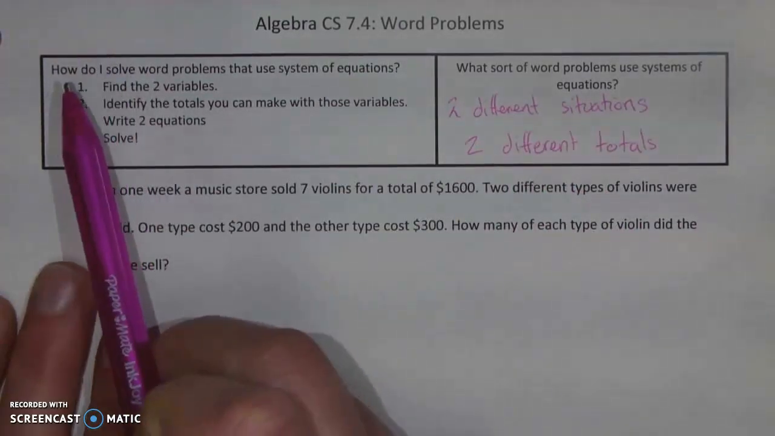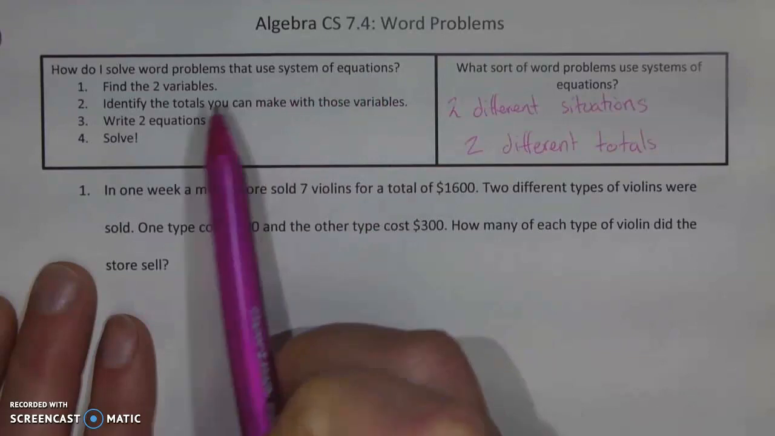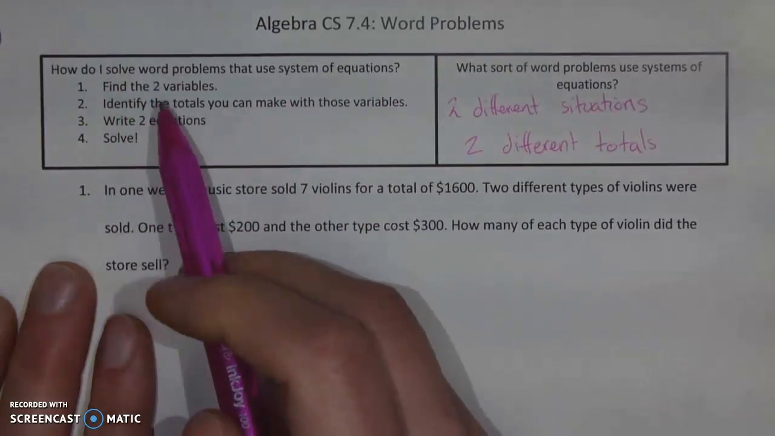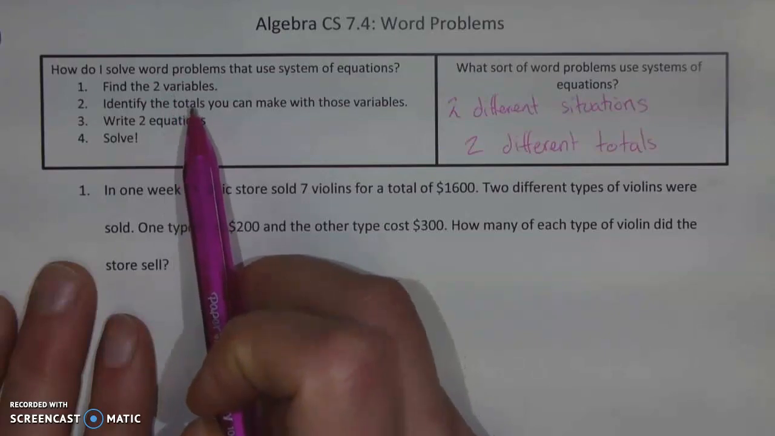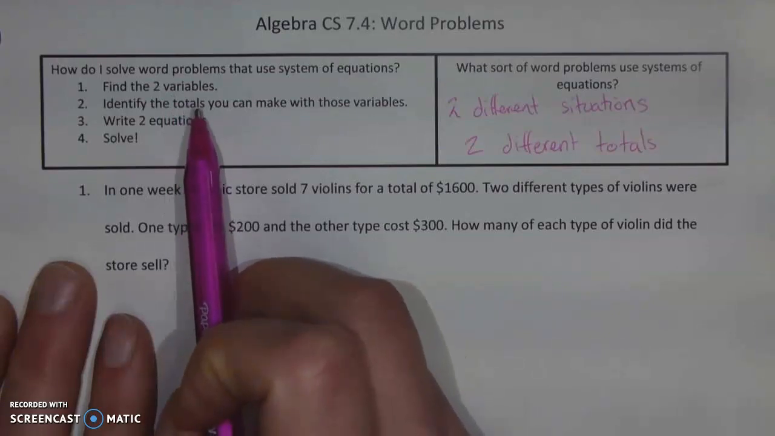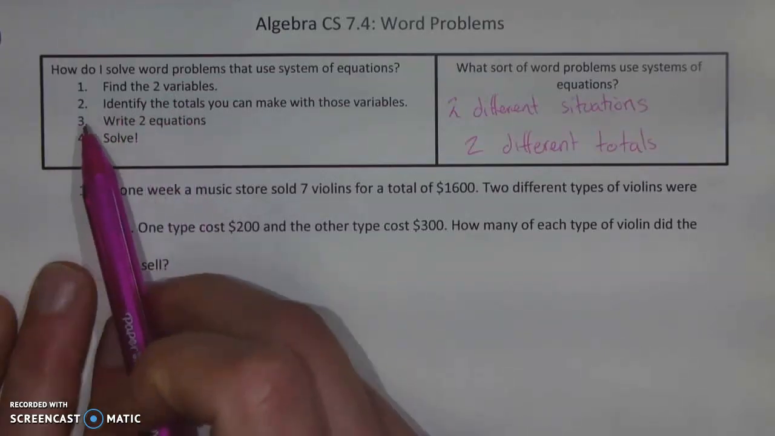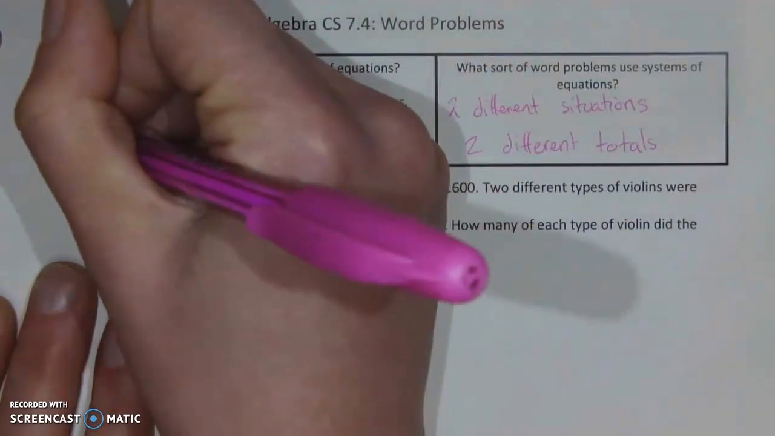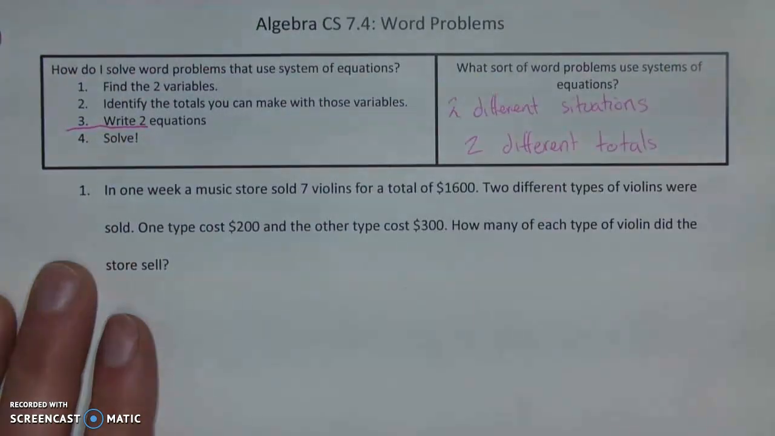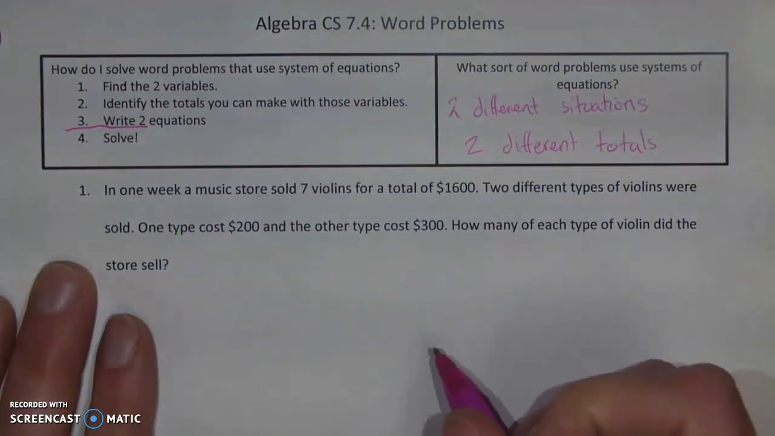And we're going to be able to solve these systems by examining these word problems and looking for two variables inside of each one. We're going to identify the totals you could make with those variables and use that information to write two equations. Once we have the two equations, we're kind of back onto our normal ground and we'll start solving using systems of equations.